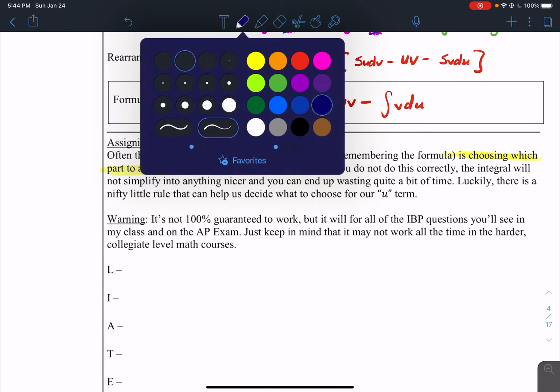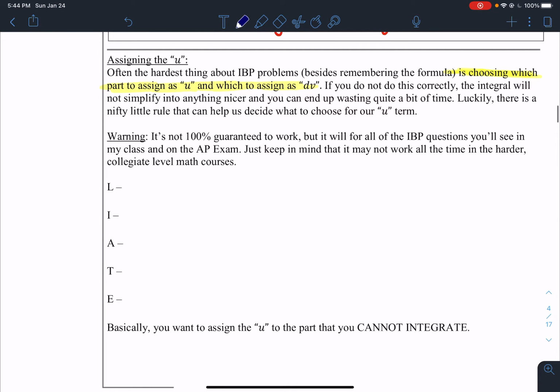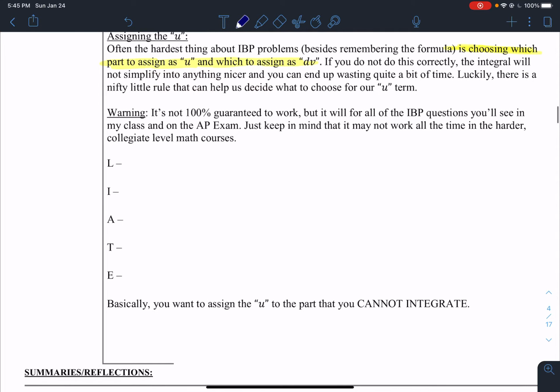The word that we use to describe this is LIATE. It's not 100% guaranteed to work all the time, but it's going to work for everything you do in this class. So this is to remind you how to define U. This is going to basically tell us how to define U. And in LIATE, the L is logarithmic.